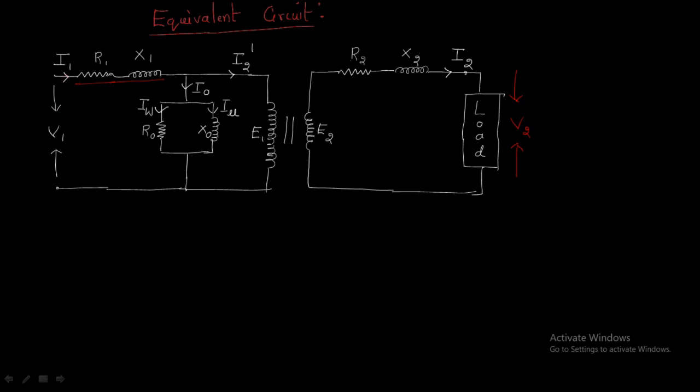Then the current will be divided into two parts. One is I0, the no-load current. I2 dash is taken by the E1. Same as here, the secondary winding resistance is represented by R2, the secondary winding reactance is represented by X2, and the load will absorb the power, that is I2.